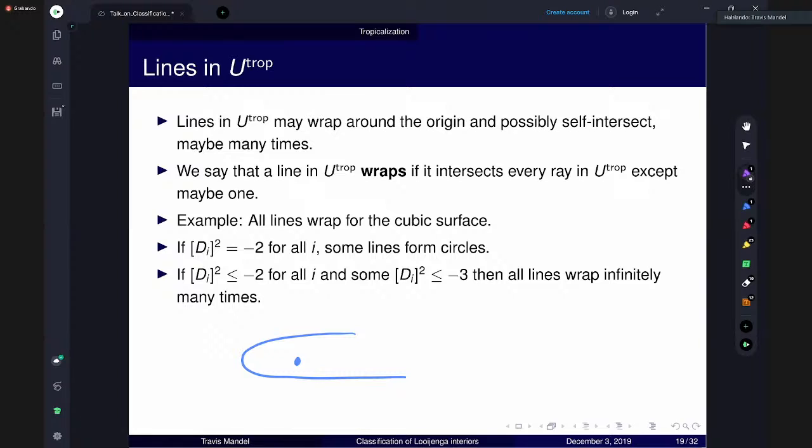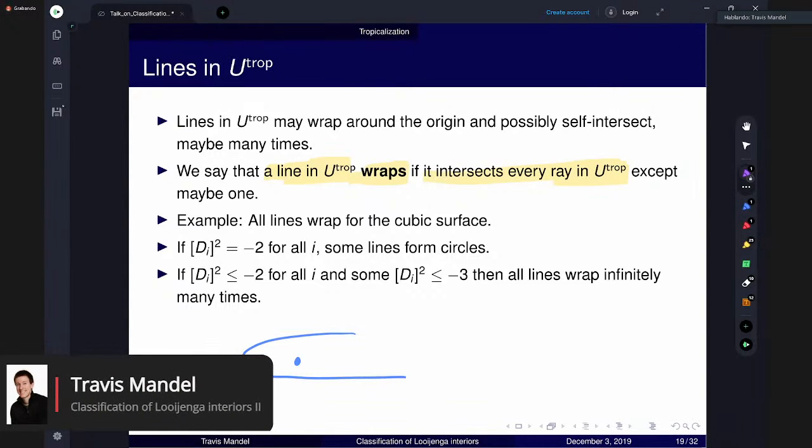So I'll say that a line in U-trop wraps if it intersects every ray in U-trop except maybe one ray. So in this cubic surface case, this line that comes in goes out parallel to itself. It misses this one ray, but it's hitting everything else. It's basically wrapping all the way around the origin. I'll count that as wrapping. It's good enough. So yes, we saw that example of the cubic surface.